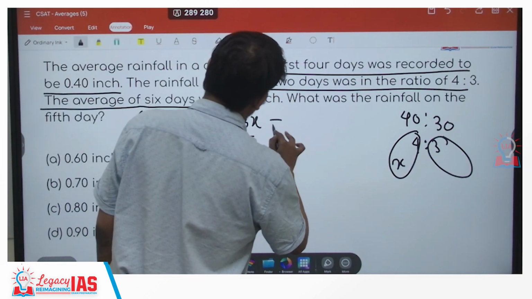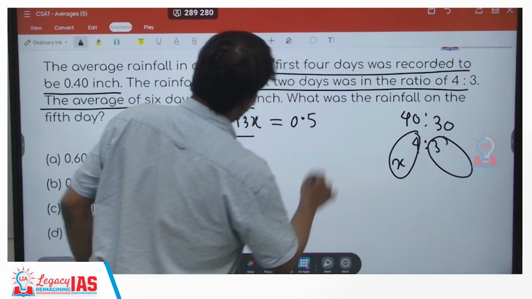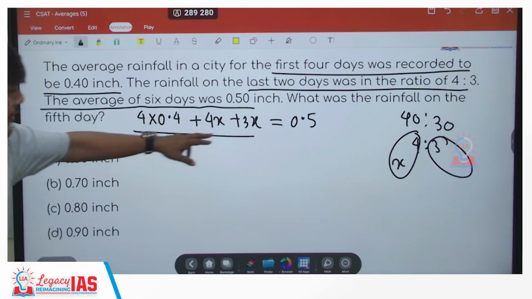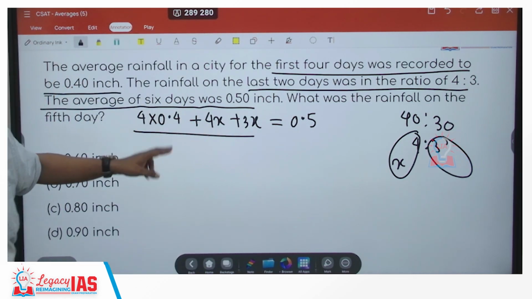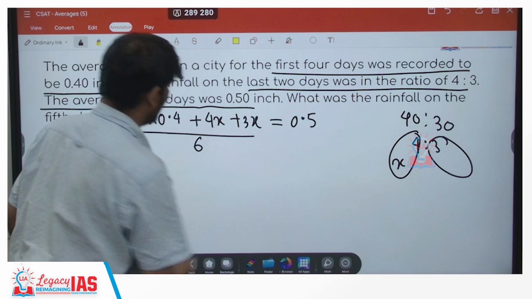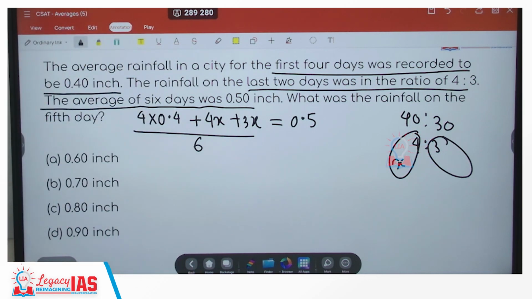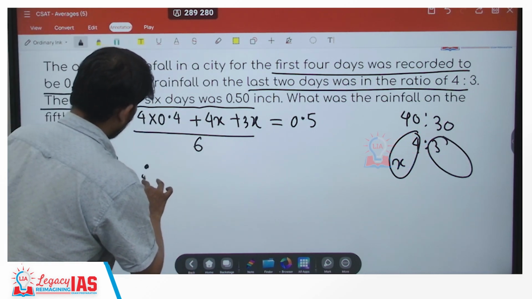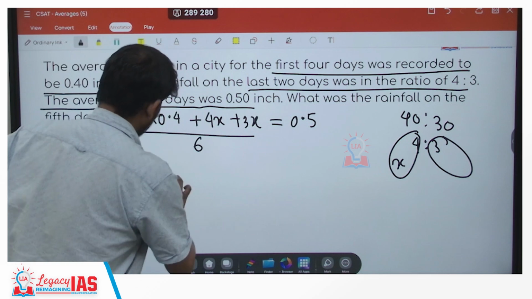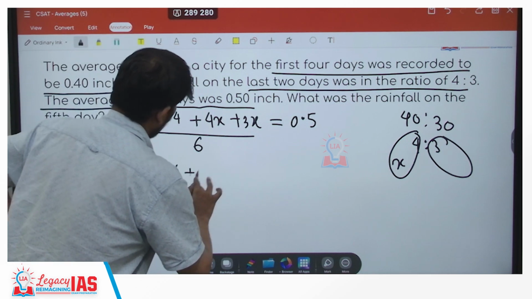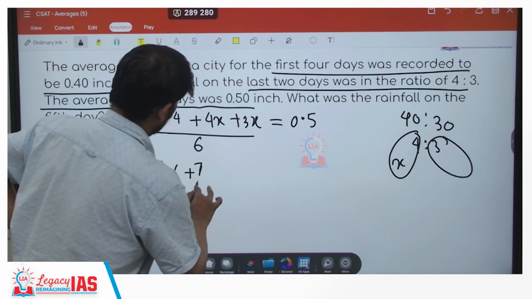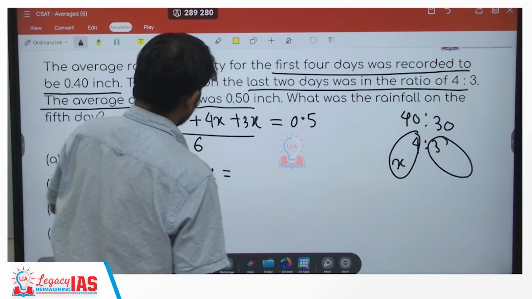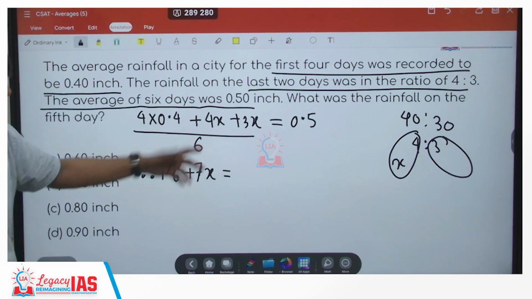And the average of all the 6 days was 0.5. Now there are total 6 days. This 1 day, this is another day, and these 4 days. So you divide the entire thing by 6. This is your equation. Now therefore, 4 into 0.4 is 1.6 plus 4x plus 3x is 7x. 6 multiplied by 0.5 is 3.